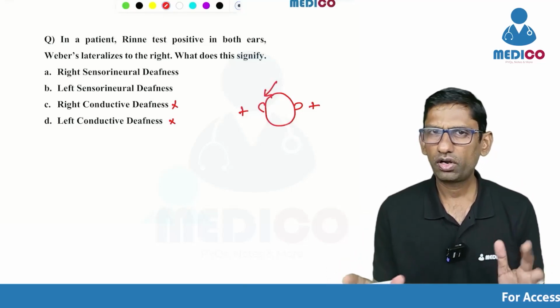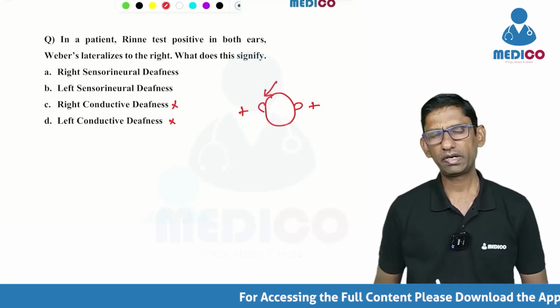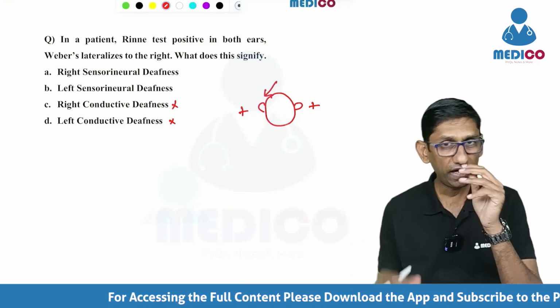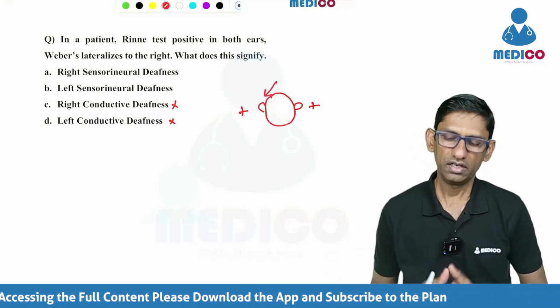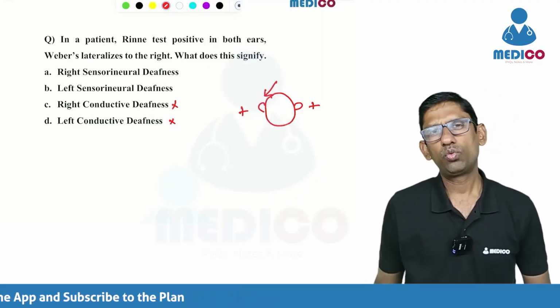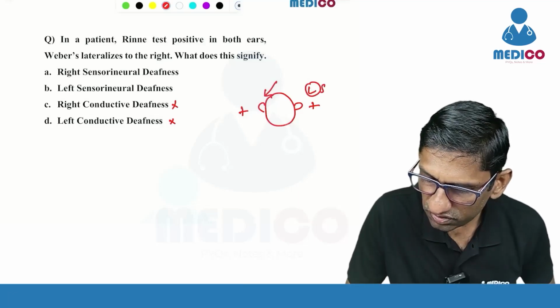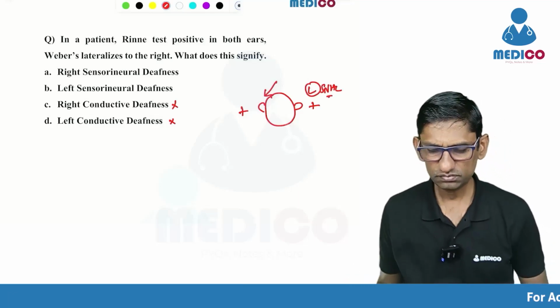If both ears have normal hearing, Weber will be heard in both ears. But here Weber is lateralized to one ear, the right ear. So what is the pathology? Obviously, it should be a left sensorineural hearing loss.